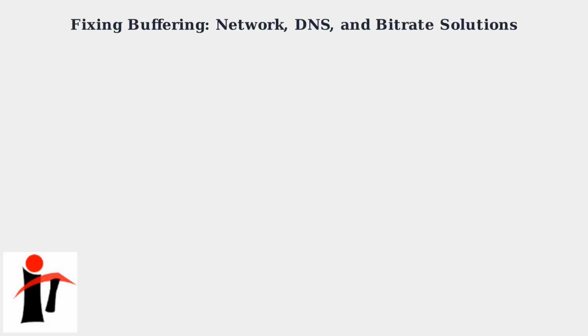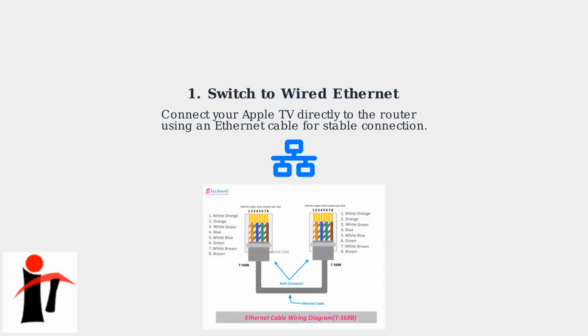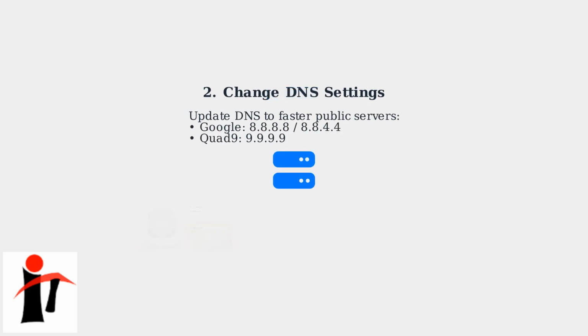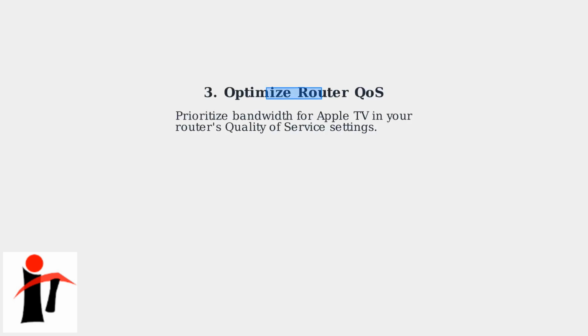Start by switching to a wired Ethernet connection instead of Wi-Fi. Ethernet provides a much more stable and reliable connection that's less prone to interference. Next, change your DNS server settings on the Apple TV. Go to Settings, Network, Wi-Fi or Ethernet, configure DNS, and manually enter faster public DNS servers like Google's 8.8.8.8 and 8.8.4.4 or Quad9's 9.9.9.9. While the Spectrum app doesn't allow direct bitrate adjustments, you can optimize your router's quality of service settings to prioritize bandwidth allocation for your Apple TV.